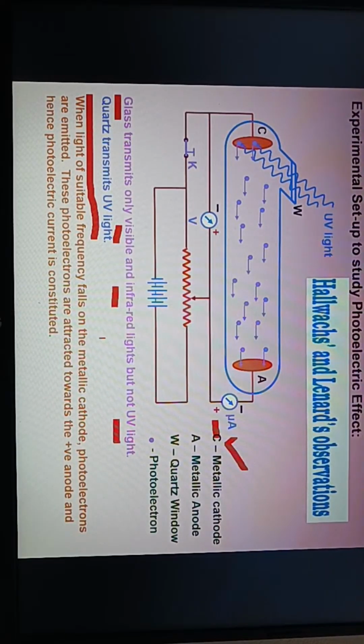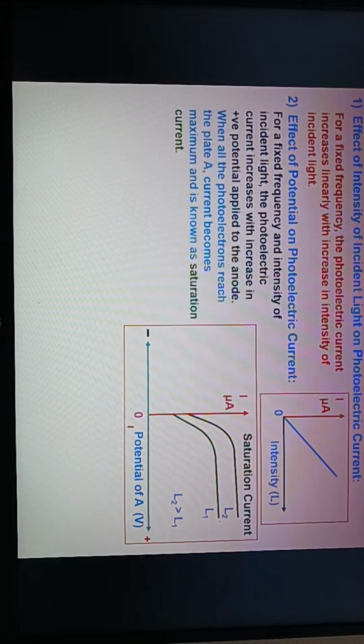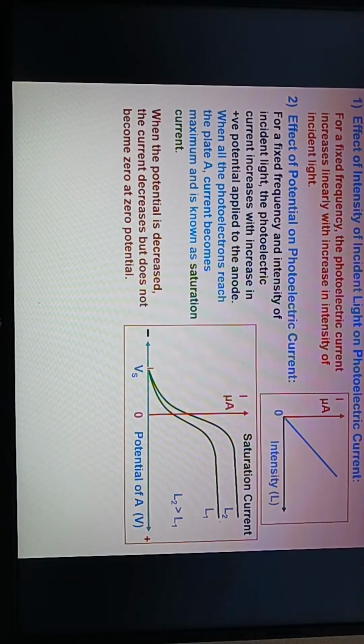Okay, now may I remove it? Yes, sir. Now this, you have already drawn the diagram. As intensity increases, current increases. When the potential at the anode increases, current will increase and saturate. For different intensity, different current. When you decrease it, it will come to one voltage. That voltage is called the stopping voltage. You can read this stopping voltage.